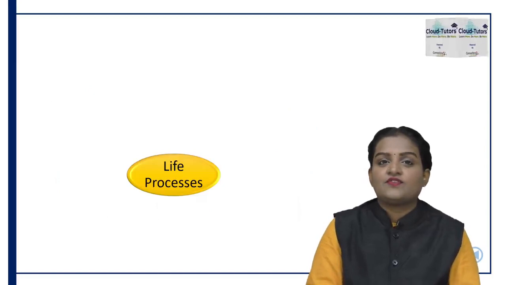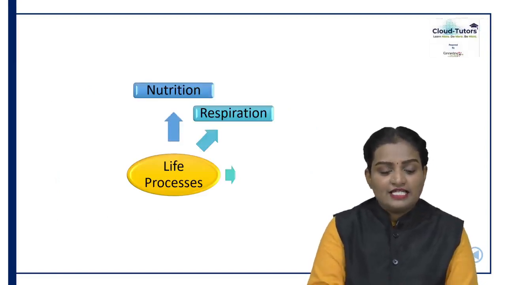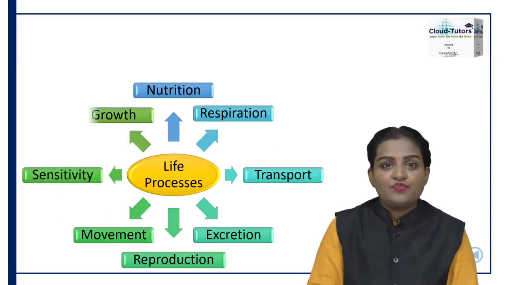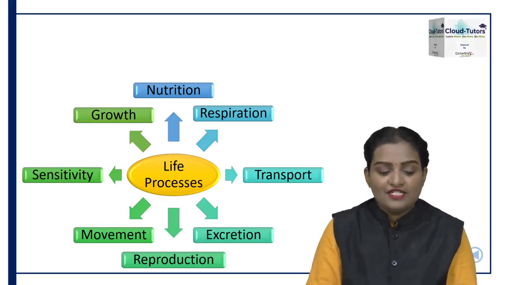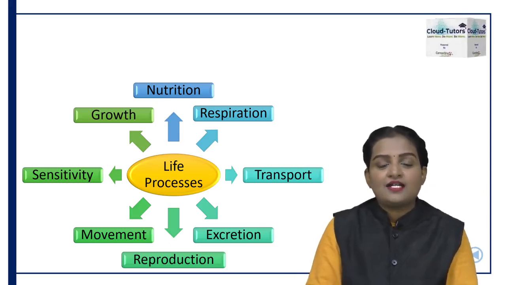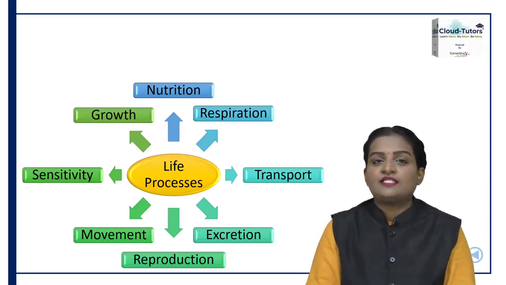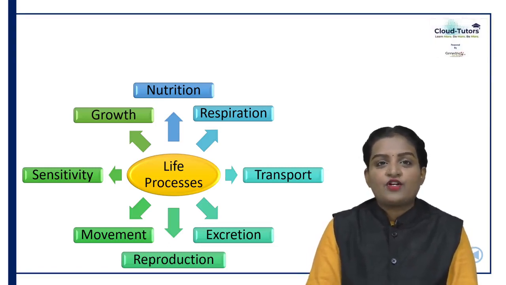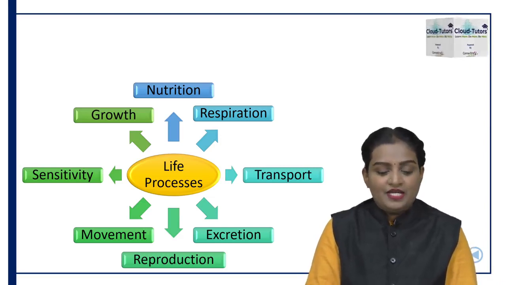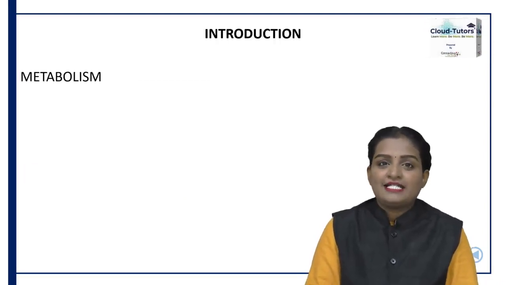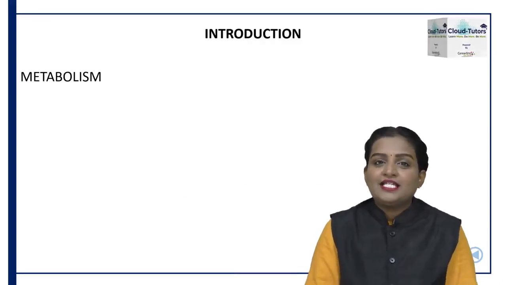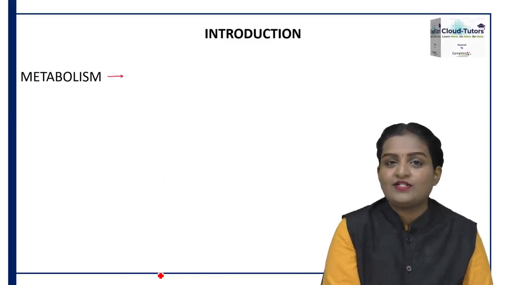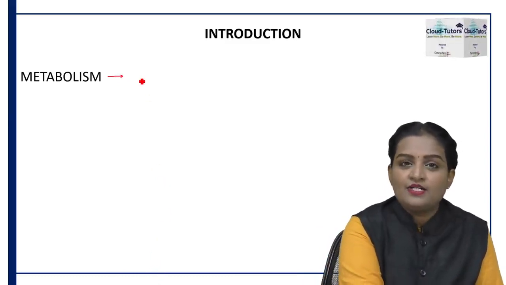When we say life processes, it includes multiple aspects such as nutrition, respiration, transport, excretion, reproduction, movement, sensitivity, growth, and so on. These are a very few life process events to name. There are many more that are needed for our body to function on a daily basis. So when we talk about metabolic reactions or metabolism, these are nothing but chemical reactions that occur in my body in daily life or daily activities.